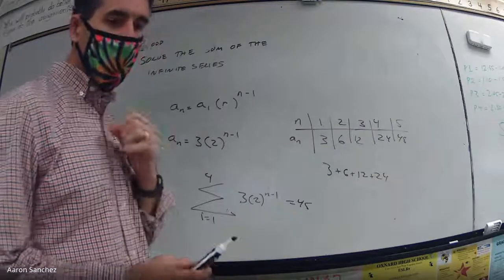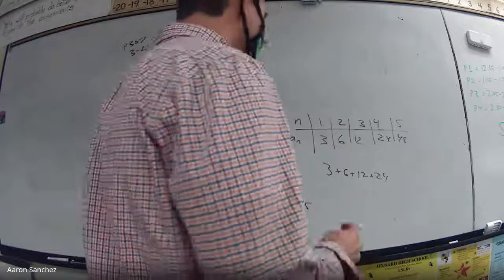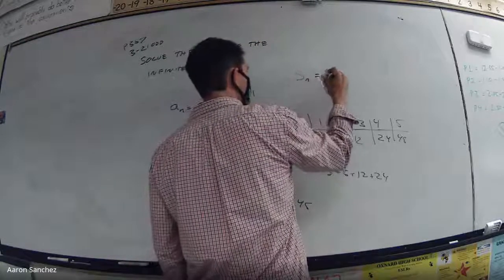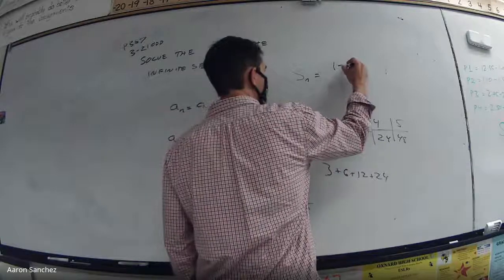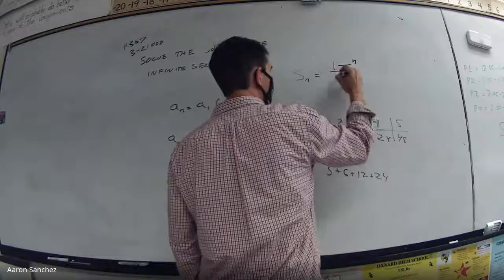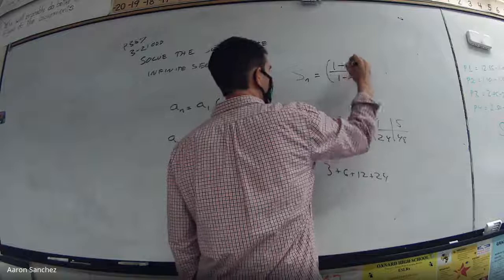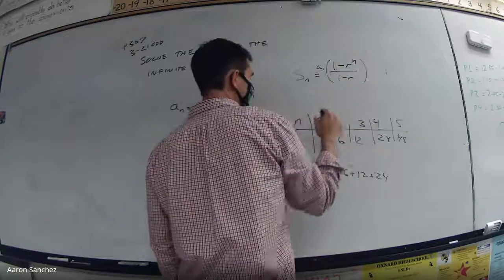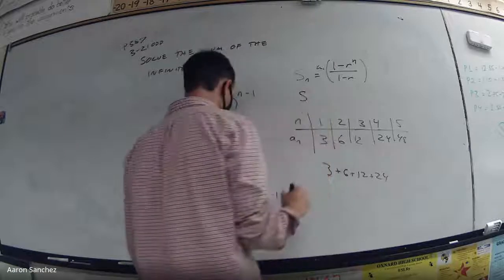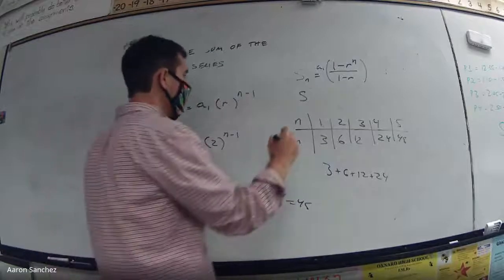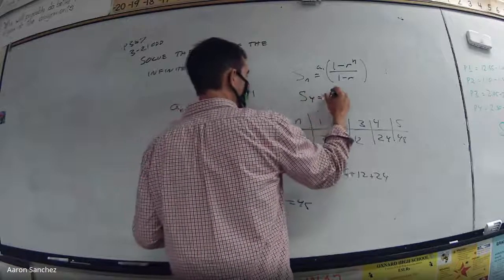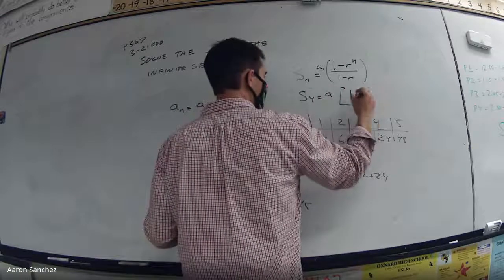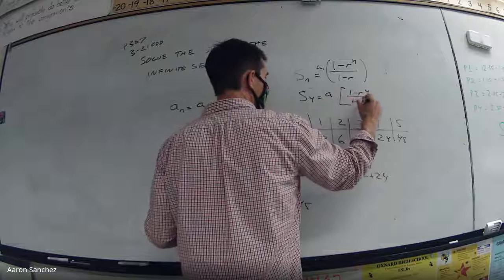Now, there was a shortcut in order to solve this. Remember, we can find the sum of the series when we say 1 minus r to the n all over 1 minus r, all times the first term, right? So remember, we're going up to 4. So we take the first term, multiply by 1 minus r to the fourth, all over 1 minus r.